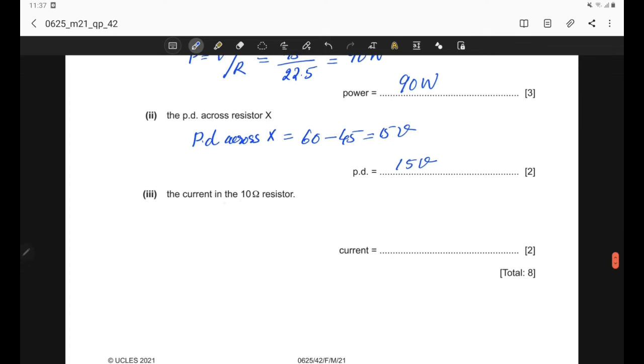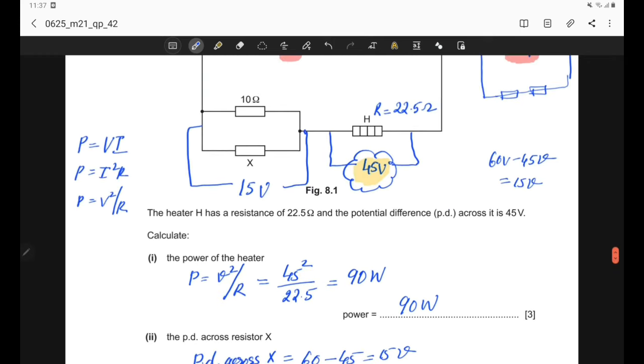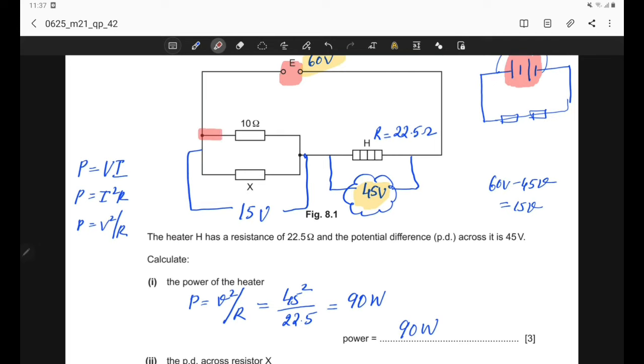Part 3, the current in the 10 ohm resistor. Now we need to calculate the amount of current I flowing through the 10 ohm resistor. What is the value of I which is flowing through this part? This is what we have to calculate. So now let's concentrate on this resistor. Here we have a resistor with resistance 10 ohm, and the voltage across this 10 ohm resistor is 15 volt. The voltage across a parallel combination will always be the same.